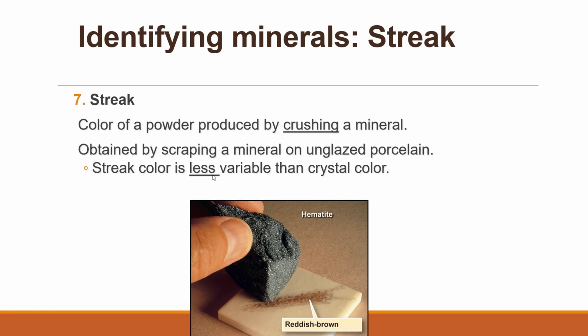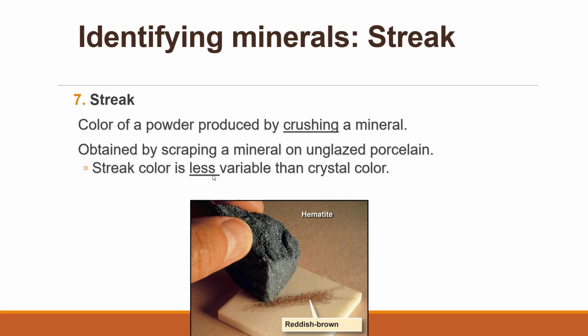What we see in this image is someone streaking a mineral called hematite. Hematite can come in a variety of colors. Sometimes it's reddish, sometimes it's more grayish, but its streak is almost always reddish brown, unless it's been altered enough that it's starting to become a different mineral.